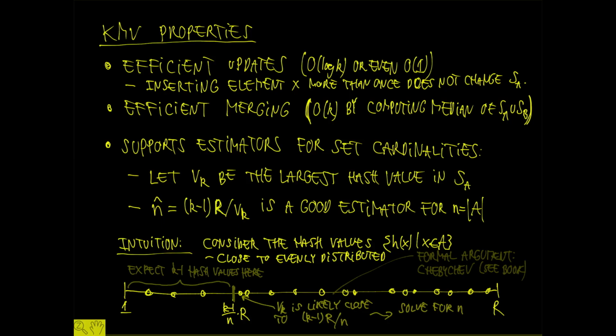The formal argument uses Chebyshev's inequality twice to bound the probability that there are unusually few or unusually many small values among the hash values. It can be shown that if we choose k to be O of 1 over epsilon squared, then we get a relative error of 1 plus minus epsilon with constant probability.